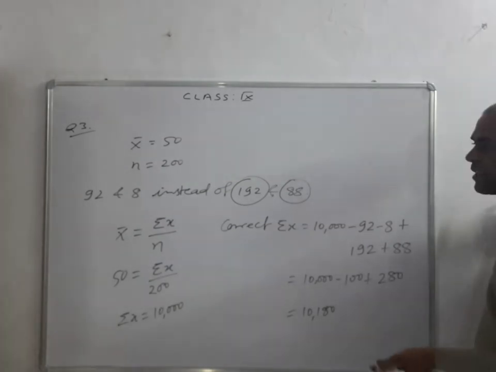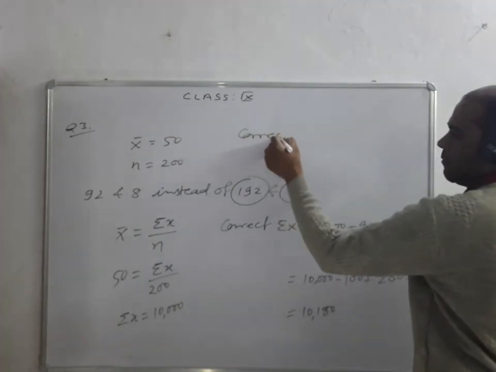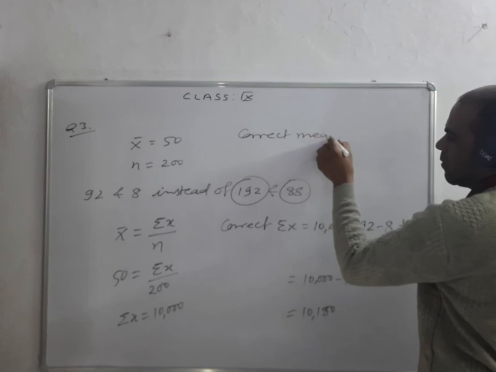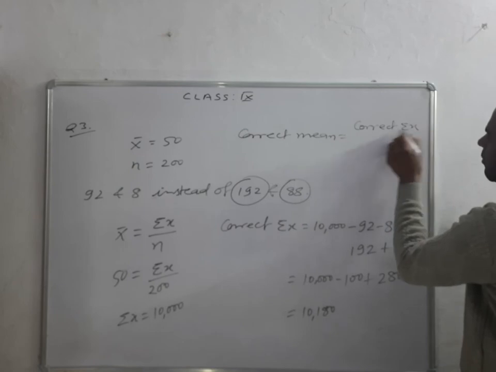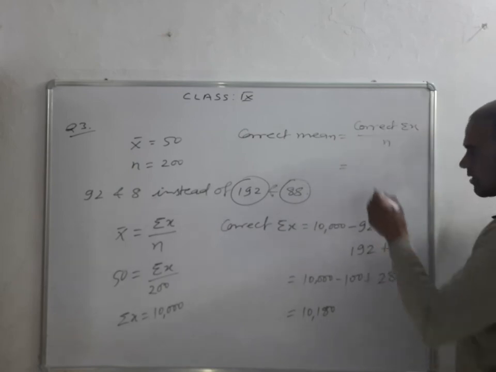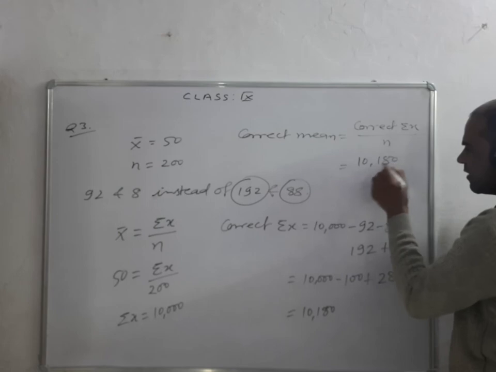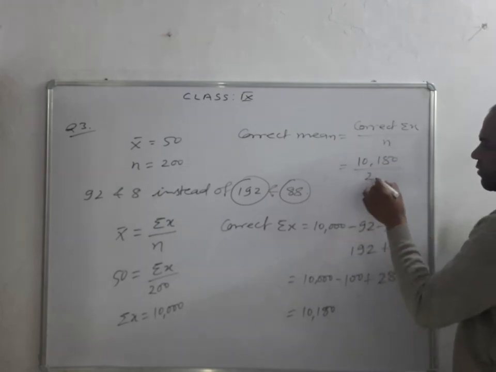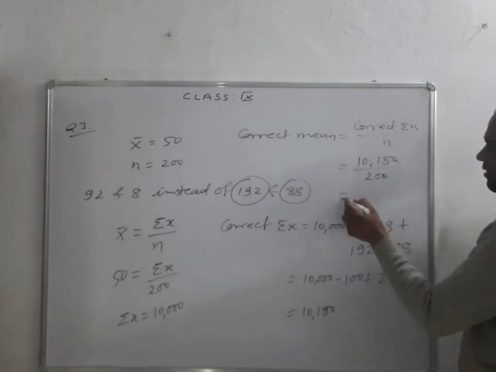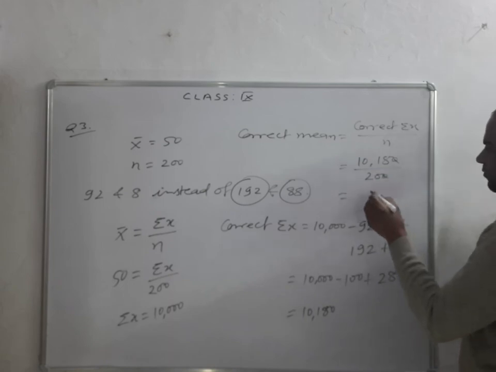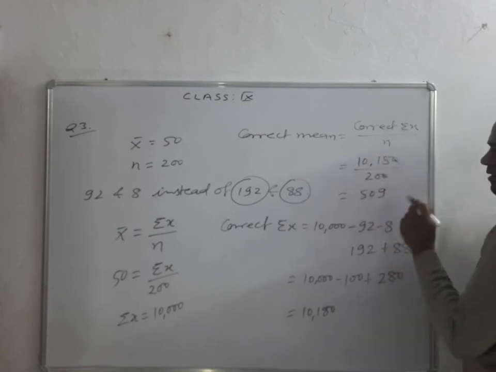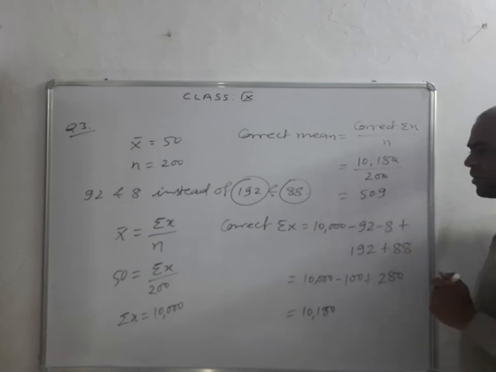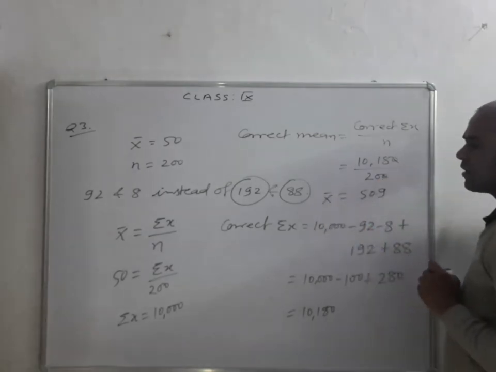So find the correct mean. The correct mean is correct sigma x upon n. Correct sigma x is 10,180. N is the number of observations, 200. 0 and 0 cancel. Divide by 2. 5, then 0 and 2, 9, 18, and divided by 10, so 50.9. 50.9 is the correct mean.